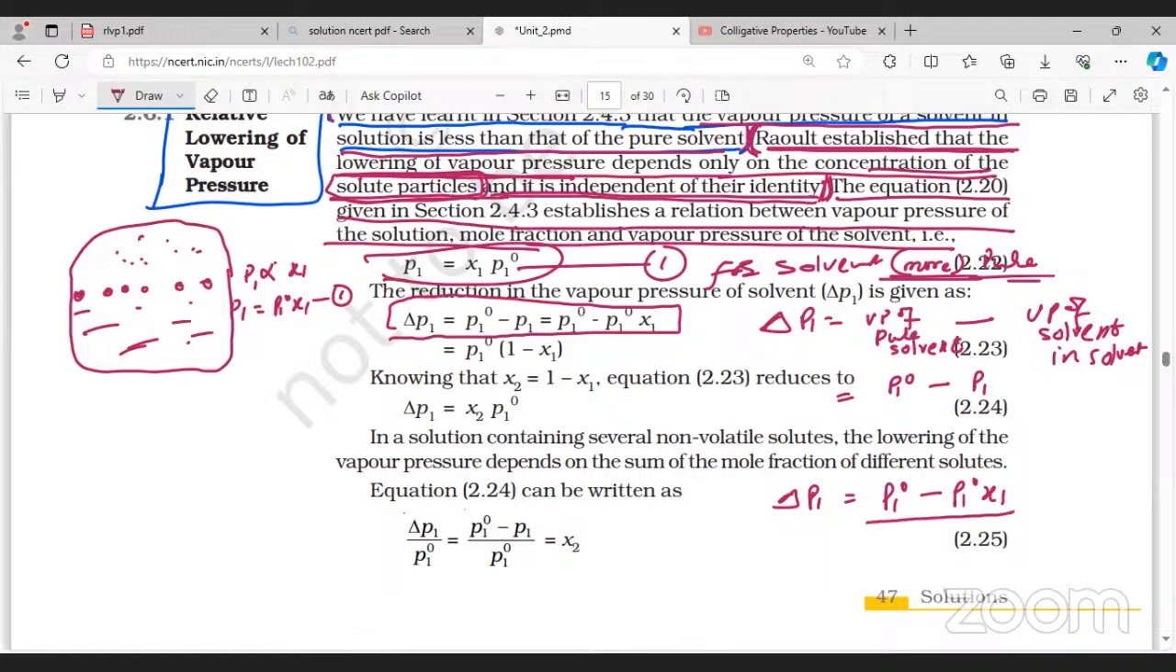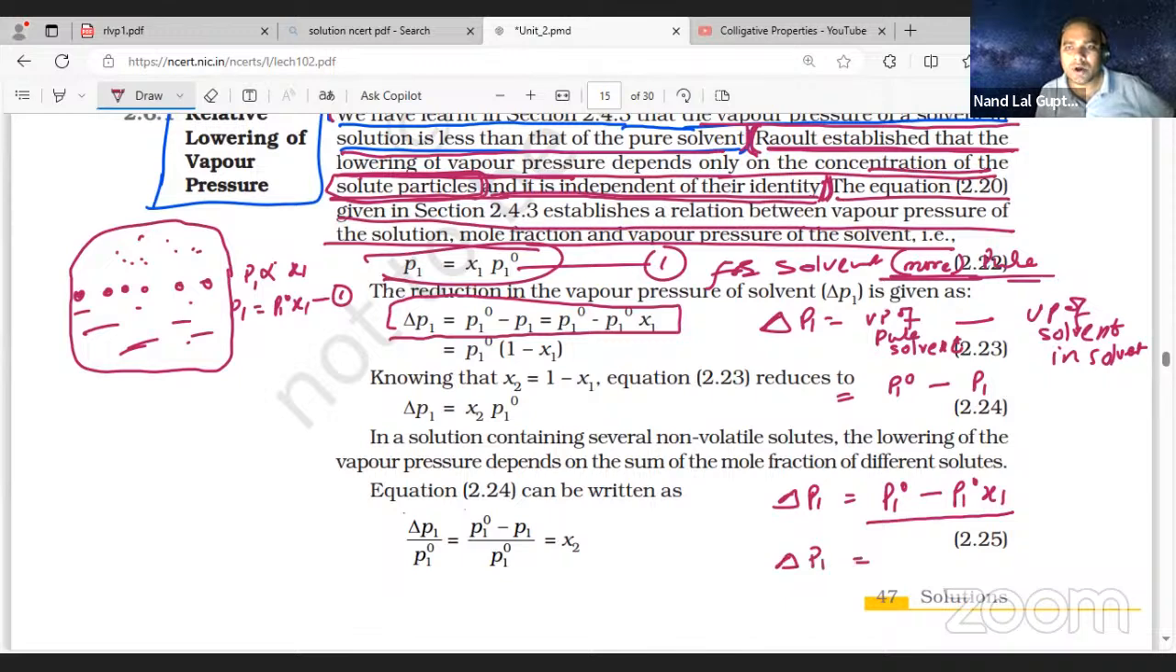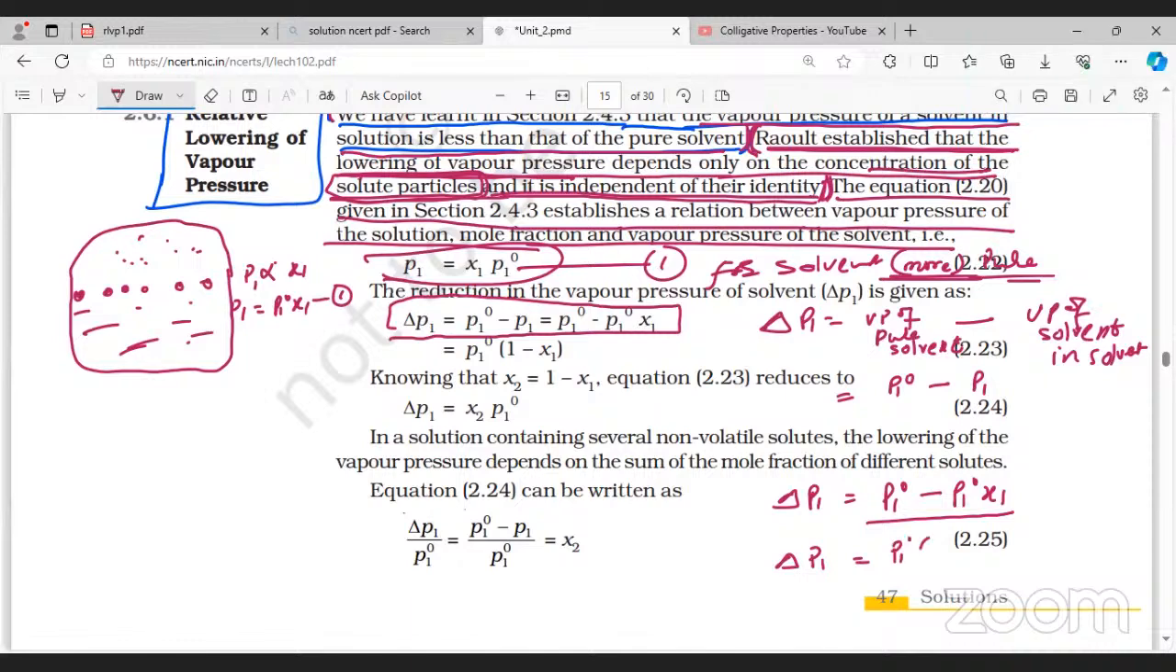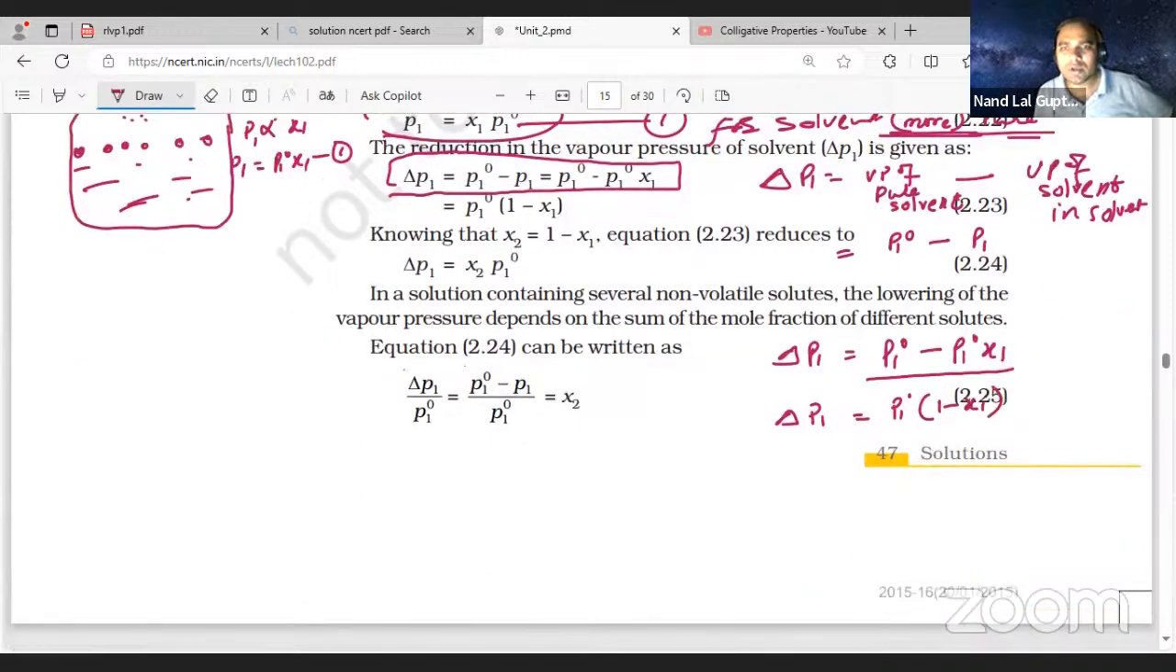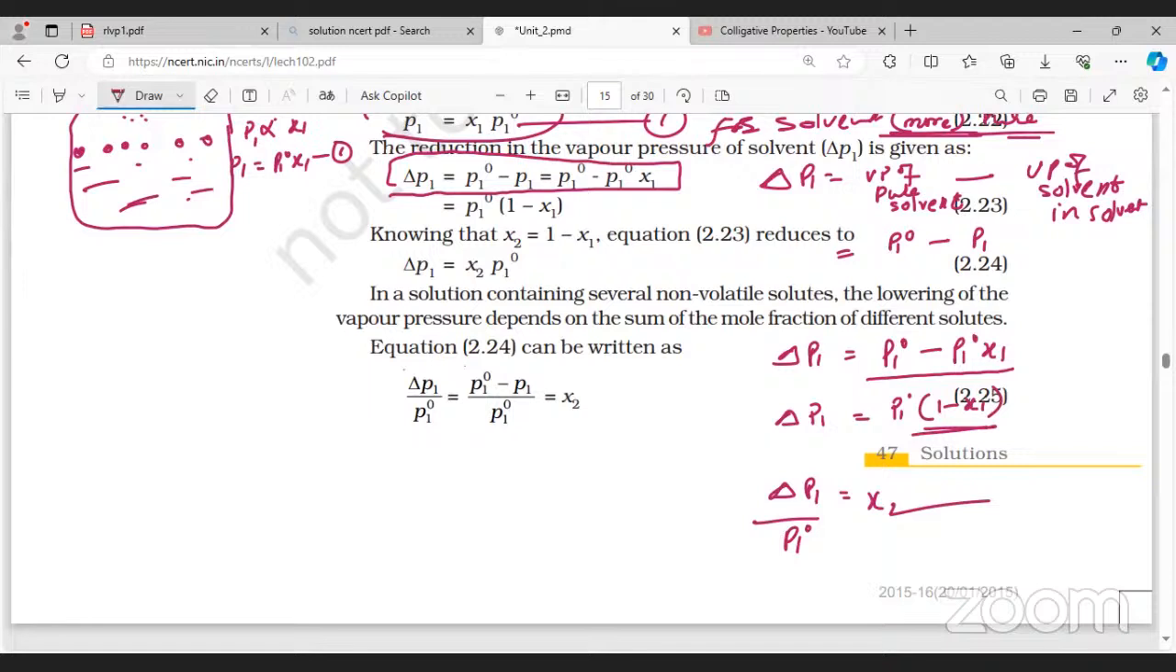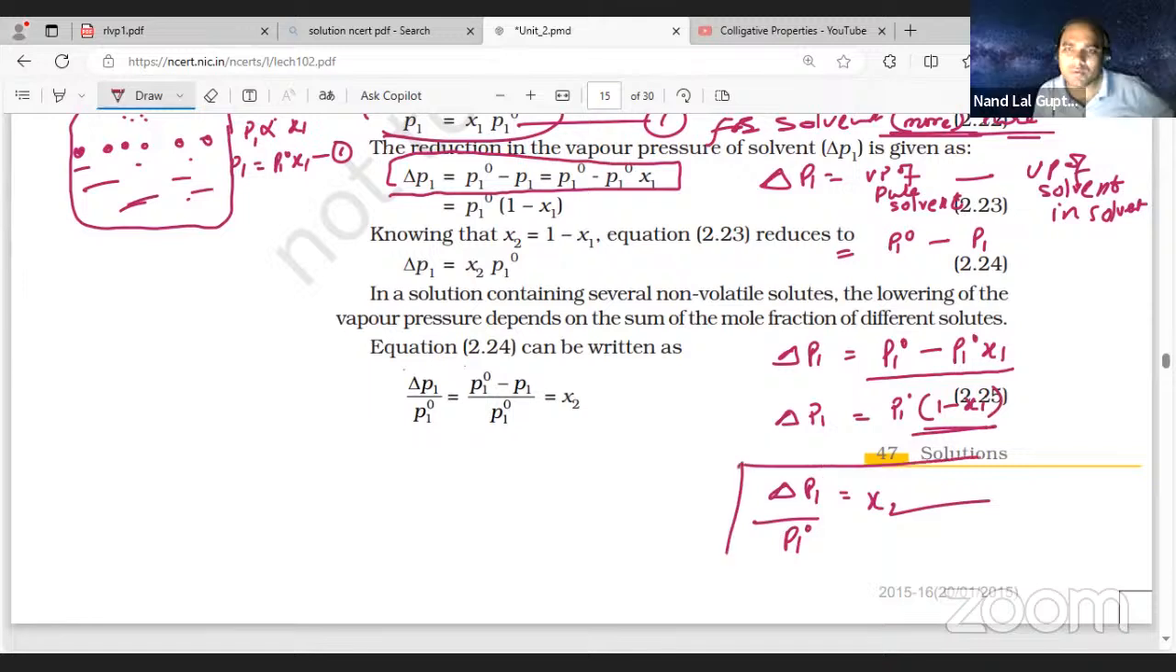Yes. Here there is a common factor, P1 naught. So delta P1 is equal to P1 naught times (1 minus X1). Delta P1 divided by P1 naught is equal to 1 minus X1, which we can write as X2. Can we write 1 minus X1 is equal to X2? Yes. This is the relative lowering of vapor pressure, depending on mole fraction.